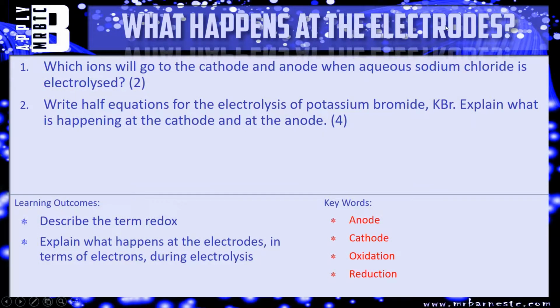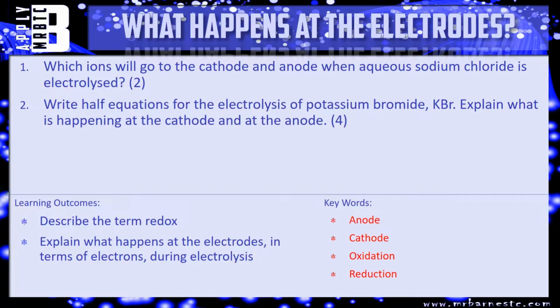Right, let's try and piece everything together that we've done about electrolysis. So there are 2 questions. Number 1, which ions will go to the cathode and anode when aqueous sodium chloride is electrolyzed? And number 2, write half equations for the electrolysis of potassium bromide, KBr, and explain what is happening at the cathode and anode. To be able to answer these questions, you need to be able to tell me, first of all, which is going to form.